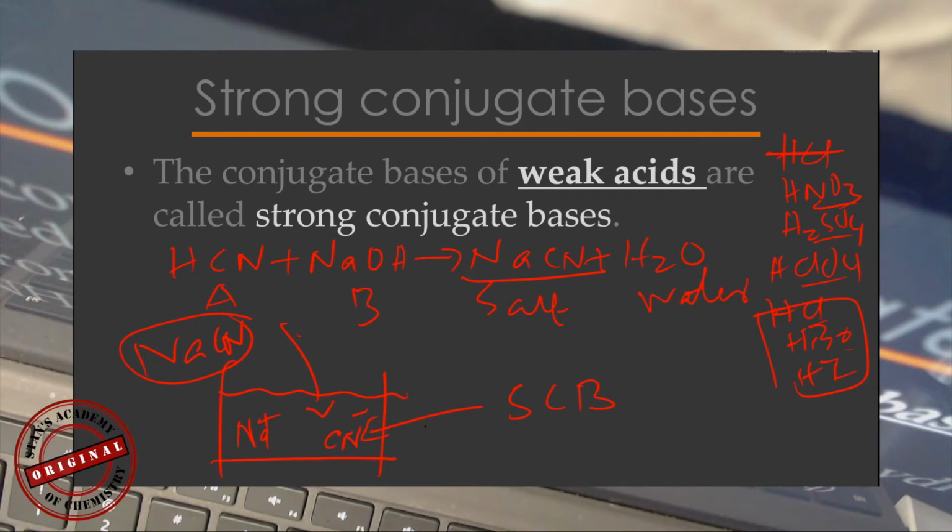Does it make sense? That's something you have to identify right away. Every time I give you an ionic compound, you dissolve it in water. If it forms a negative ion, strong conjugate bases, or bases according to Bronsted-Lowry theory, will always mean a negative ion. In this case, the CN minus.